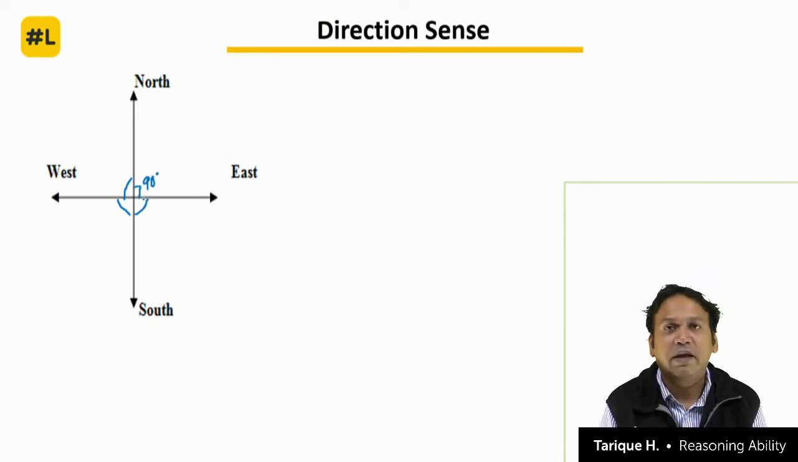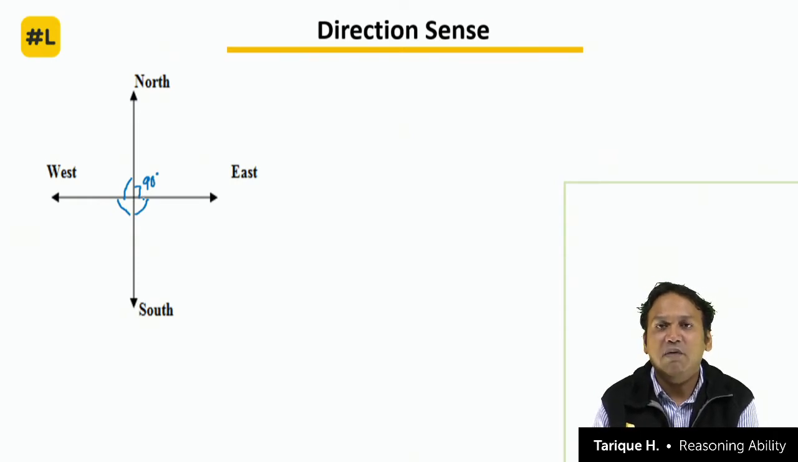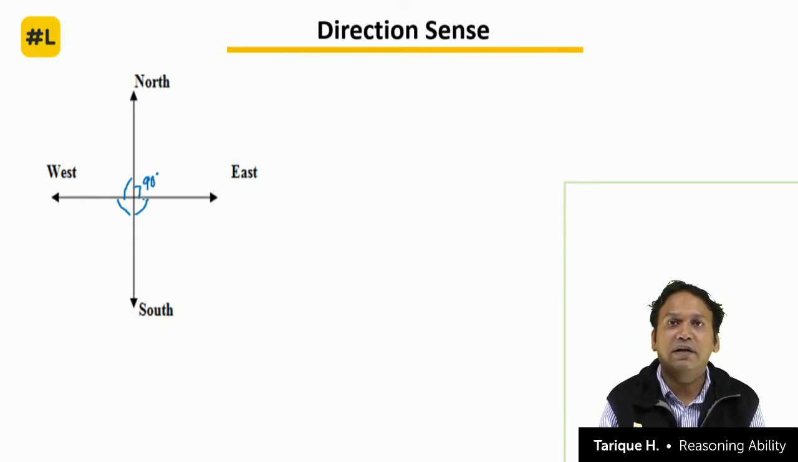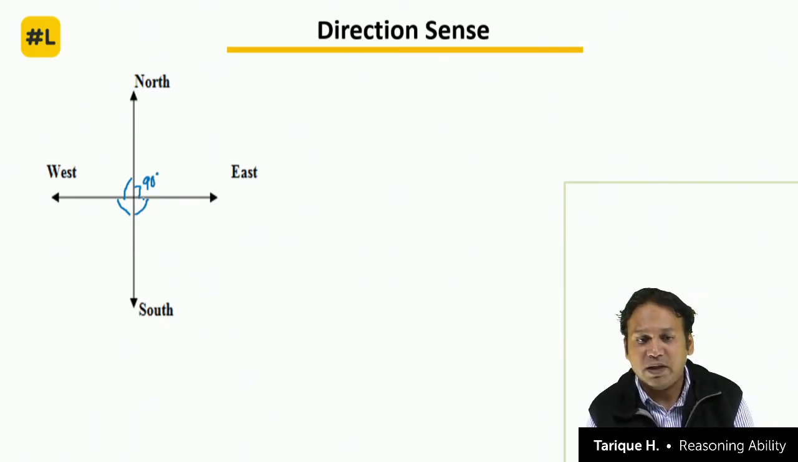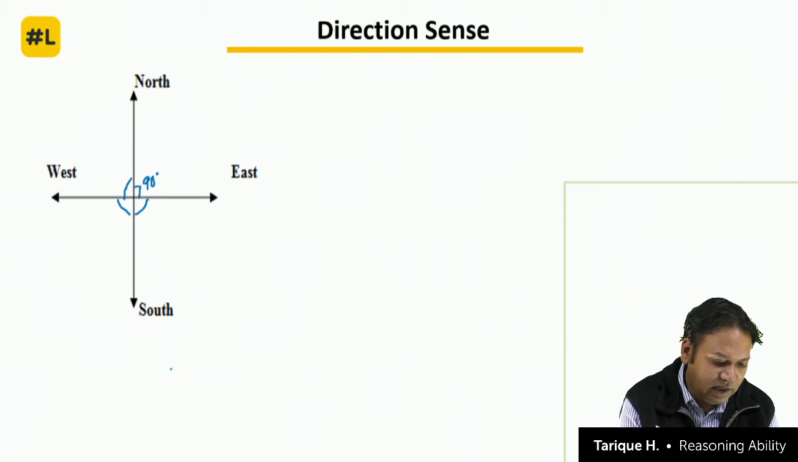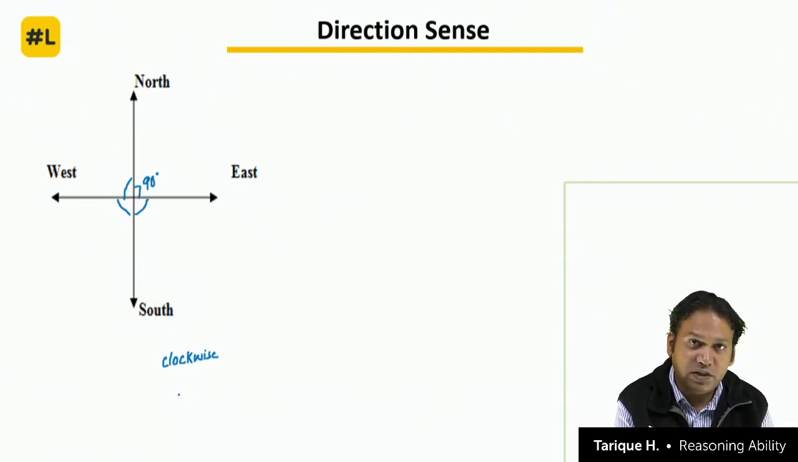Okay, that's one thing. Sometimes you will see in a question, a person started from his home, walked 20 meters and then turned 90 degrees clockwise or 90 degrees anti-clockwise. So the meaning of clockwise and anti-clockwise also should be understood. Turning 90 degrees clockwise means turning in the direction of the clock. 90 degrees clockwise means 90 degrees towards your right.